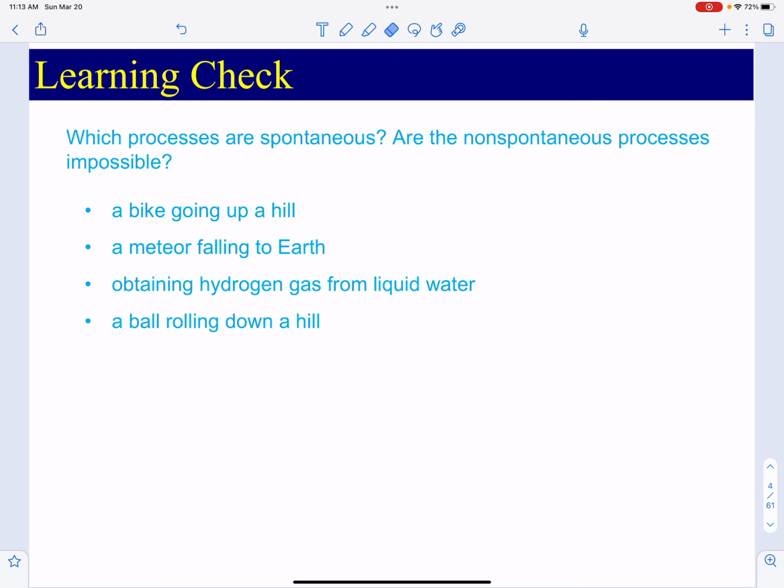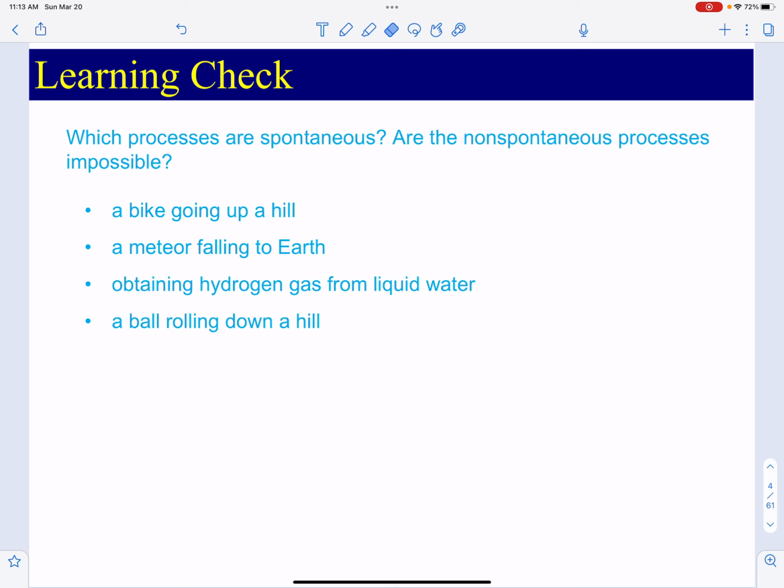So let's start with the problem. Based on your experience since you were born and all the playing you have done, are these things spontaneous or not? A bike going up a hill, does that happen on its own, or do you need to apply energy to it? And the answer would be, based on your experience, no, it doesn't happen on its own. That used to be one of my challenges when I was a teenager, going up a big steep hill in my neighborhood. So no, that doesn't happen on its own.